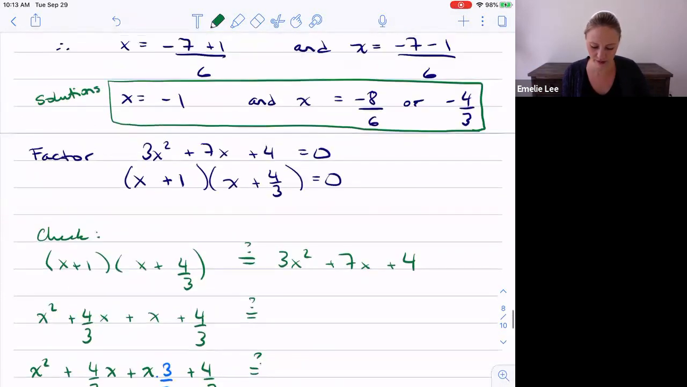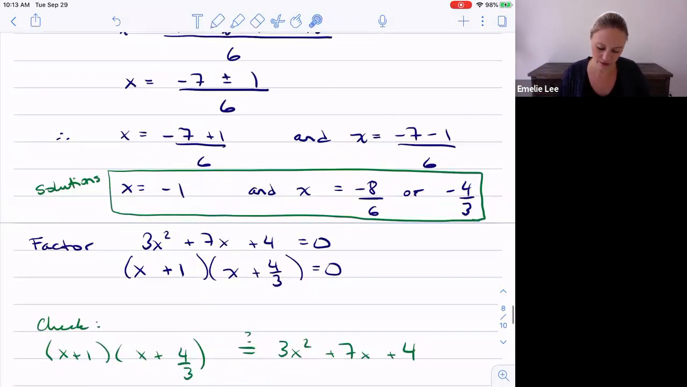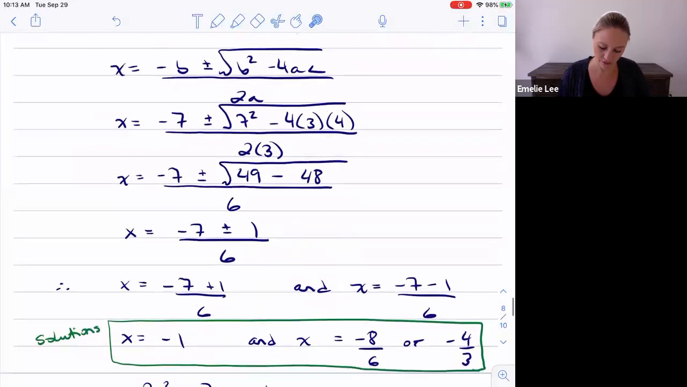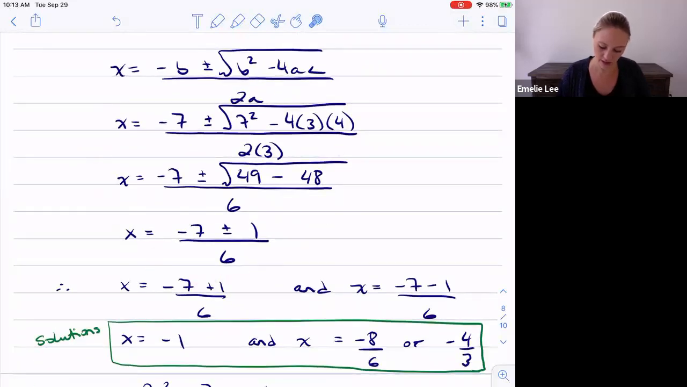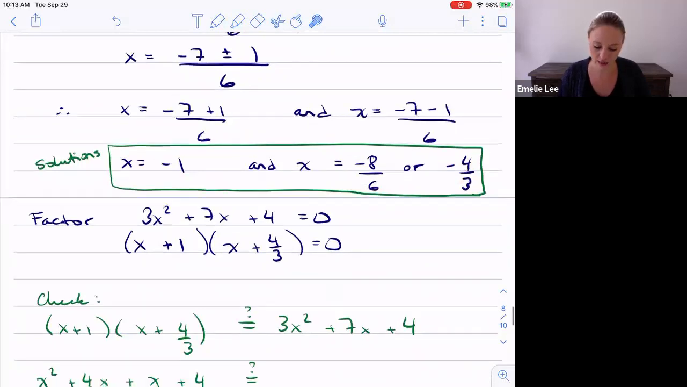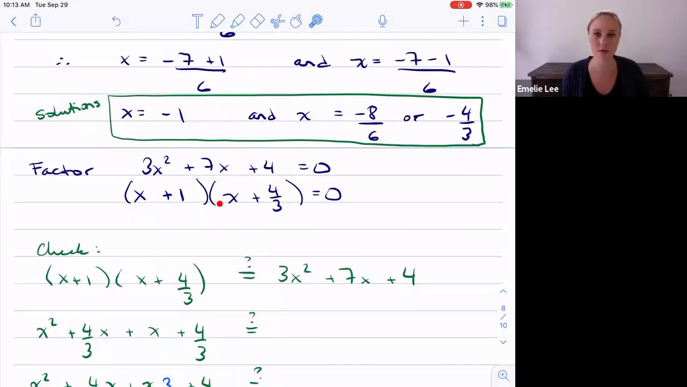But it's a really, really useful tool, to be able to use the quadratic formula to find solutions, and then use those solutions to write this thing as a factor, or as a factored equation.